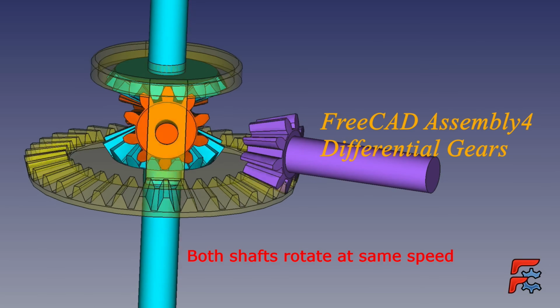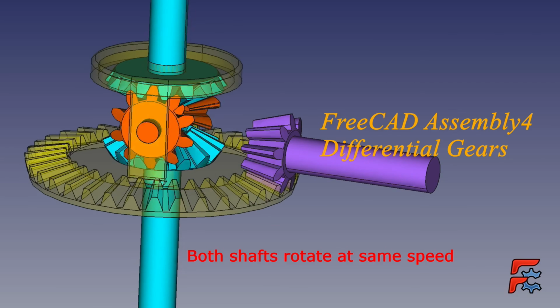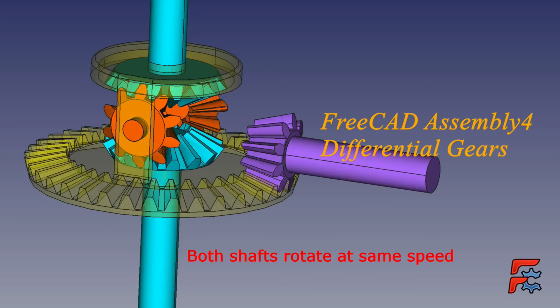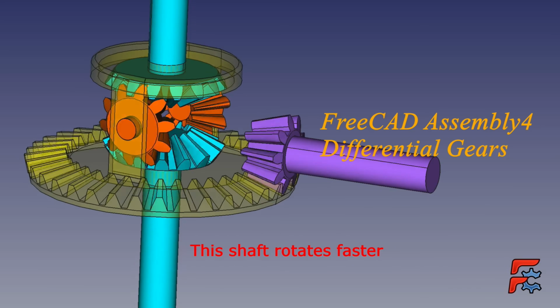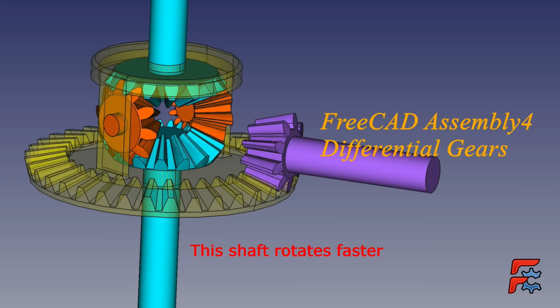This video shows the differential gear animation by FreeCAD Assembly4. When traveling straight forward, both shafts rotate at the same speed and the spider gear won't rotate. When turning right, the spider gears start to rotate so the left shaft rotates faster than the right shaft.